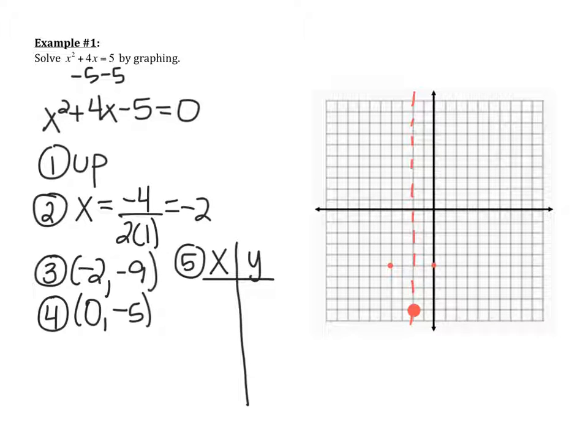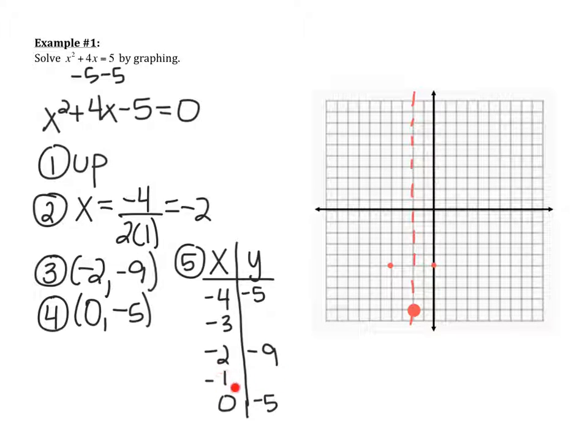Step 5 is to do my xy chart. So remember, you stick your vertex in the middle and go 2 numbers above it and 2 numbers below it. We already know that at 0, we're at negative 5 from the y-intercept, so I know that's what goes right here, which would correspond to the negative 4, since it's also 2 units away from the vertex. So we got the negative 5 right there, which are these 2 points that I already graphed. So now all I got to do is put the negative 3 in or the negative 1 in, and whatever I get here is what I'll get here.